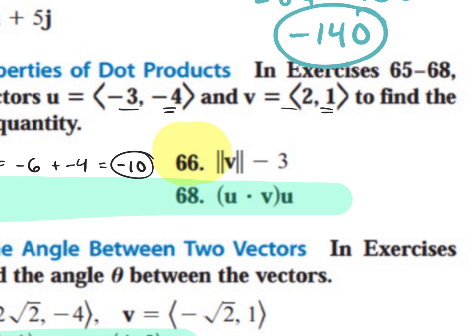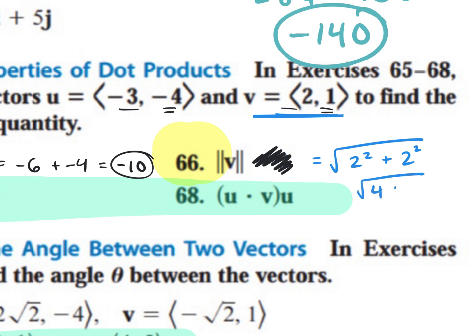66, let's practice finding the magnitude. Again, I'm going to change the question. I'm just going to get rid of that -3. We're just going to practice finding the magnitude of vector V. So our magnitude is the square root of the first number squared plus the second number squared. So the square root of 4 plus 1, so the square root of 5.